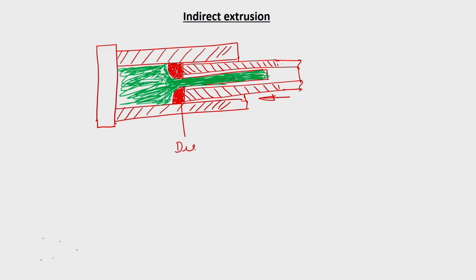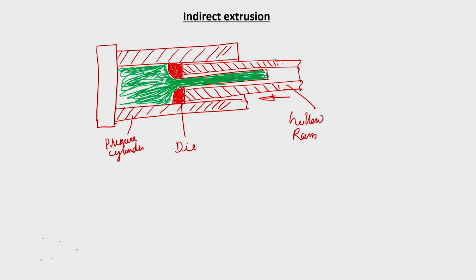So, this is the die, this is the hollow ram, this is the pressure cylinder. In this, as the ram moves forward, the workpiece is stationary, the workpiece is not moving. So, the friction at the interface between the workpiece or ingot and the cylinder is not coming into the picture, because there is no relative motion there. Rather, when it is pressing here, the metal just moves outward in this direction. That is the biggest advantage.